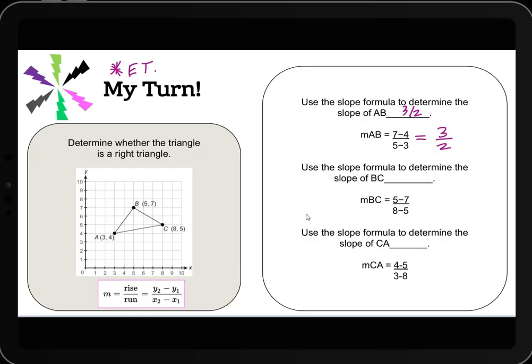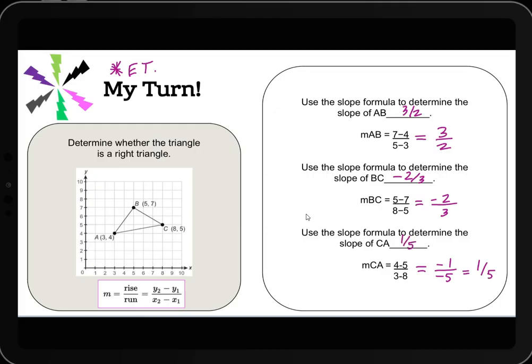Furthermore, for BC, we can see that we have 5 minus 7, which is negative 2, divided by 8 minus 5, which is positive 3. So the slope is negative 2/3. For the slope of CA, we have 4 minus 5, which is negative 1, divided by 3 minus 8, which is negative 5. Negative divided by negative is positive, so we have a slope of 1/5.